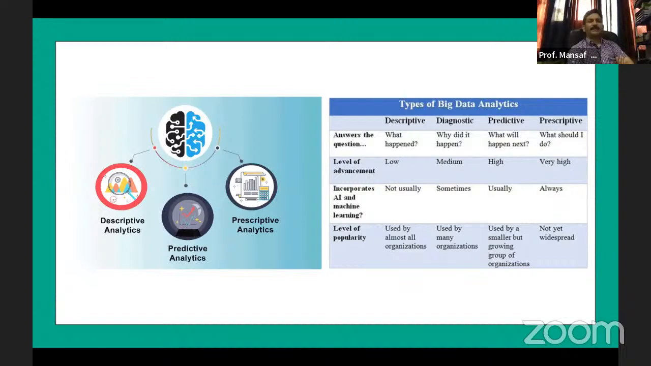Incorporate AI and machine learning, though the level of popularity is not yet widespread. So these are the various types of big data analytics. You can use them according to your requirement, according to your questions. You can decide what type of big data analytics is required.